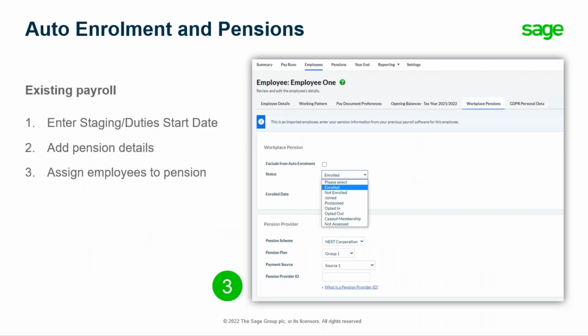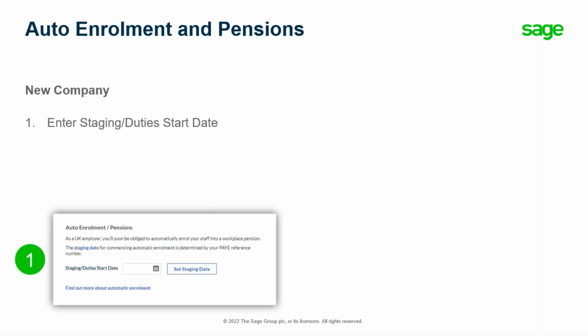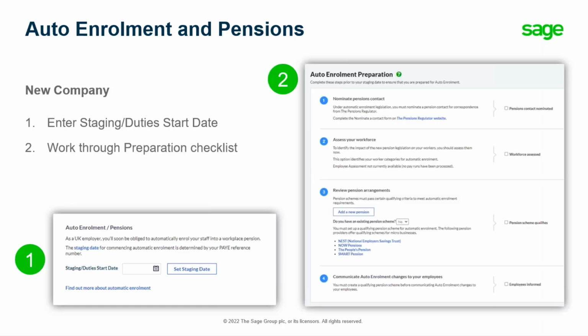So in that demo, you've seen how it works for an existing payroll. If you chose the new company option, so if you are a brand new business, or you chose new company because you wanted to set up manually at the start of the tax year, the setup is slightly different. You'll still need to confirm your staging or duty start date. You'll then need to work through a preparation checklist. So much of this is just ticking boxes to say that you've nominated a pensions contact and assessed your workforce. You'll still need to add the new pension as part of that process.